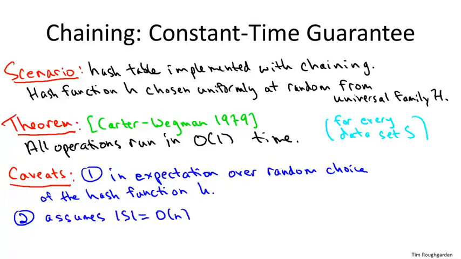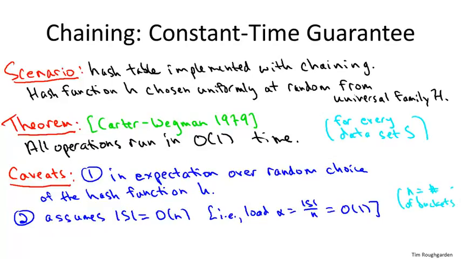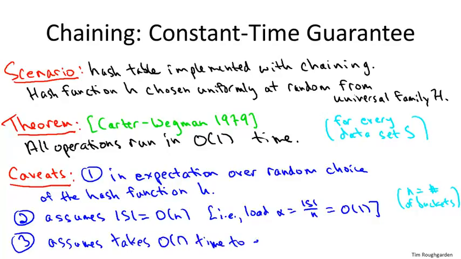That is, the load, alpha, the number of objects in the table divided by the number of buckets, should be constant for this theorem to hold. And finally, whenever you do a hash table operation, you have to invoke the hash function on whatever key you're given. So in order to have constant time performance, it better be the case that it only takes constant time to evaluate your hash function. And that's, of course, something we also discussed in the previous video when we emphasized the importance of having simple universal hash functions, like those random linear combinations we discussed in the previous video.